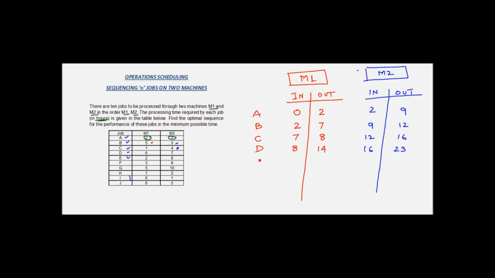Next we'll process E. Now E can be started on M1 after the 14th hour, and E takes 2 hours to be processed on M1. So 14th hour it is in, and then 14 plus 2, 16th hour it is out. Now on M2 it will be processed after the 23rd hour, and it takes 8 hours to be processed on M2. So 23 plus 8 is 31.